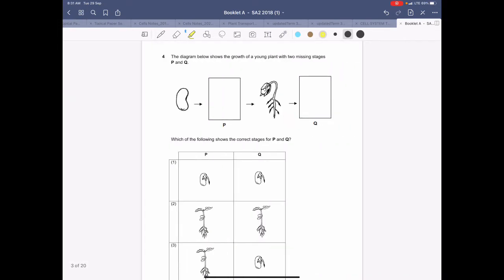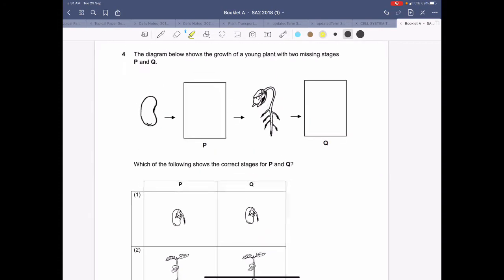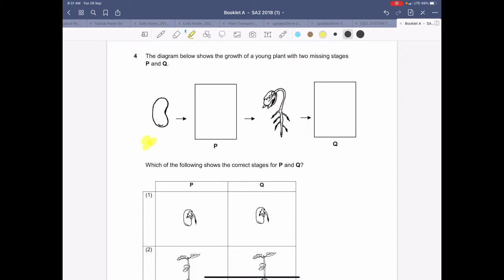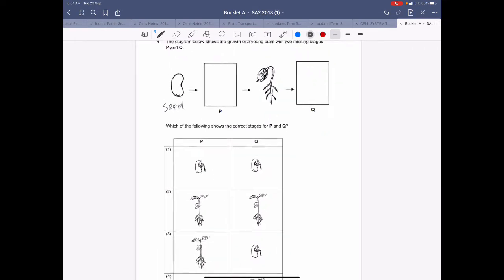Okay, this question is pretty straightforward. This topic is obviously on cycles. So they ask you, what is the growth of a young plant with the 2 missing stages? So this is the seed. Right, so from the seed, it will grow the roots, and then after that, it will start to sprout, or germinate. That's what they call it in proper words, and then become a small young plant.